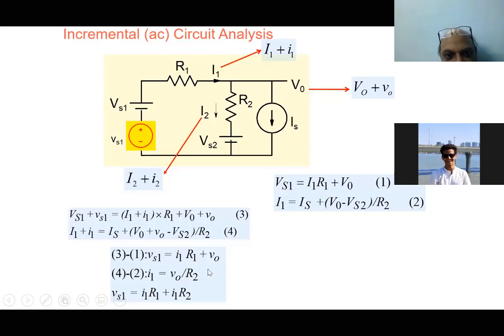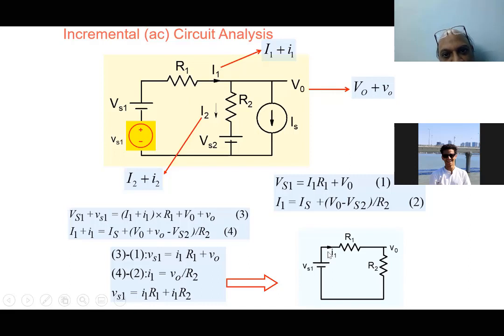And if you look at this equation, normally what we do is we start from a circuit and we come to a set of equations, but we can do the reverse also. We can start from equations and go to a circuit. So if we look at these equations, we can map it into a circuit like this. The first equation is VS1 is I1 R1 plus V naught. And I1 is V naught by R2, so it's given by here, right? So we can map it to a circuit like this here.